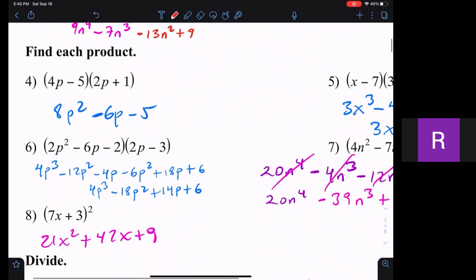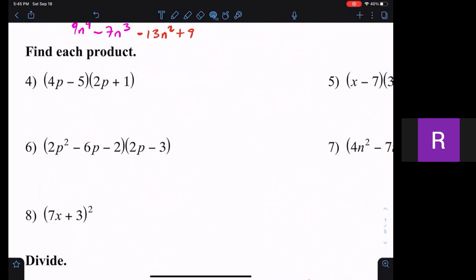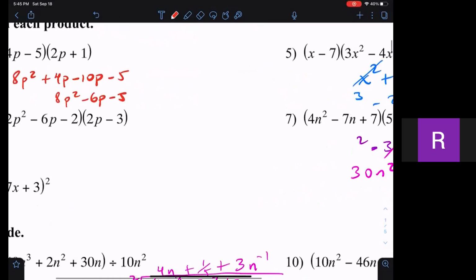Now next, this thing. So this is just a FOIL, right? So this is 8p squared plus 4p minus 10p minus 5. So it's 8p squared minus 6p minus 5. That's number 4. Okay. Next, 5.